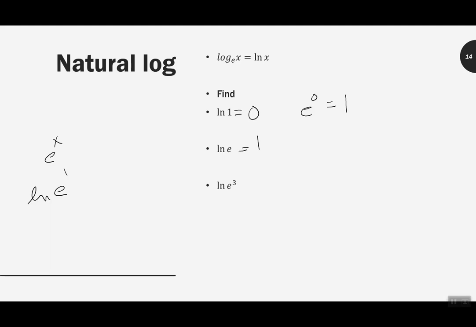Then I have the natural log of e cubed. That's going to give me 3. What's happening here is all of these questions are saying, what power of e do I have? Well, e is the first power of e. e cubed is the third power of e. So it feels a little repetitive, but we're just pulling that exponent down.